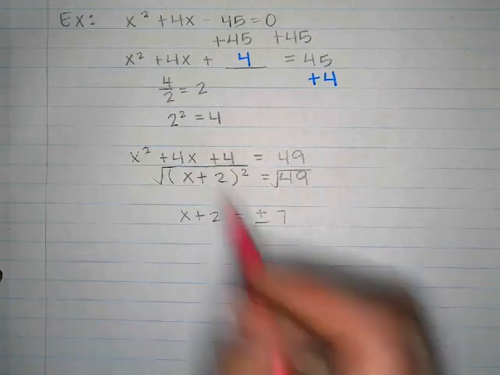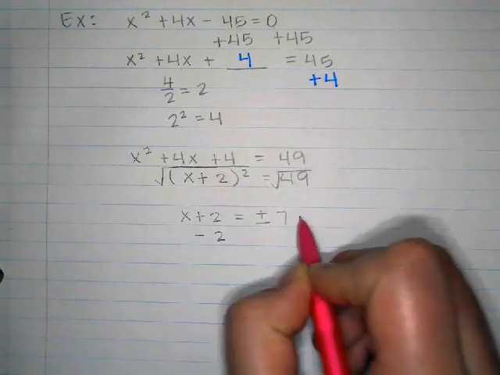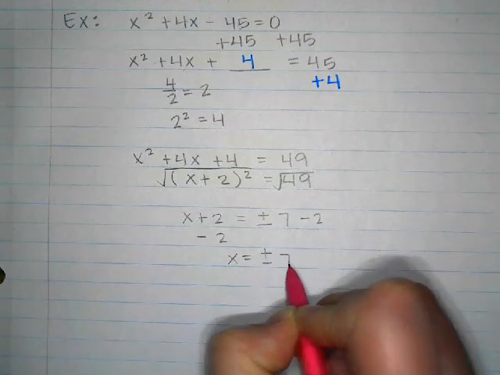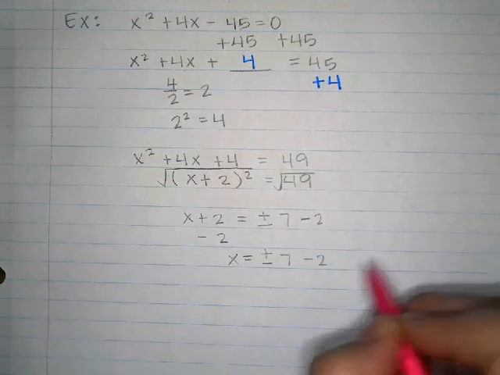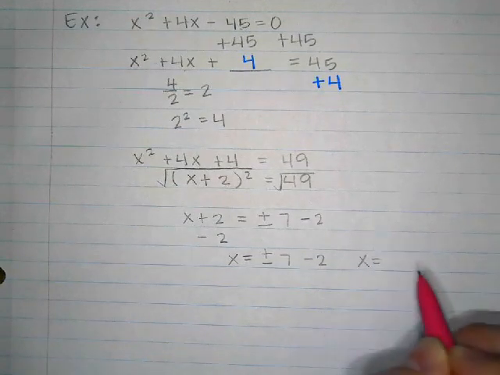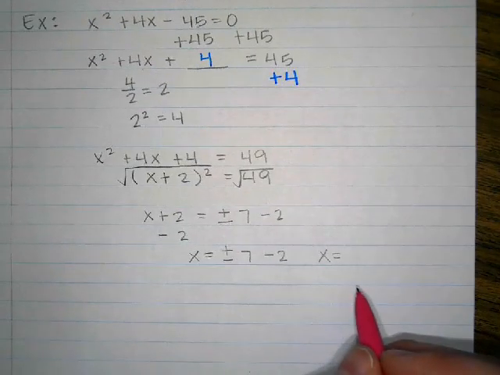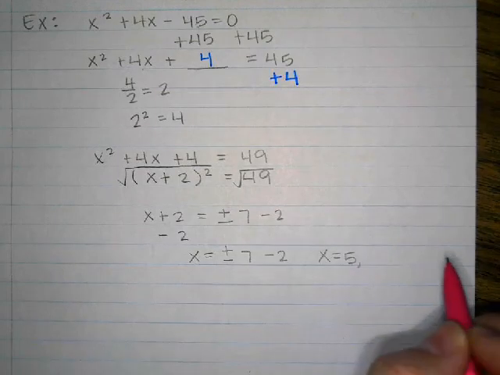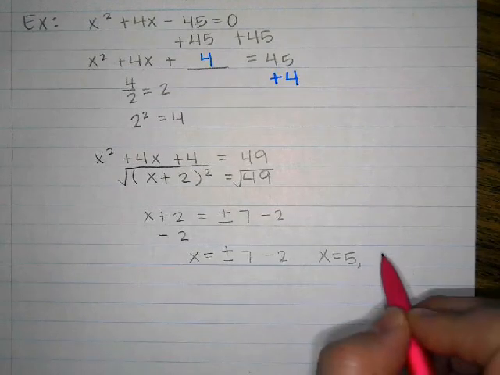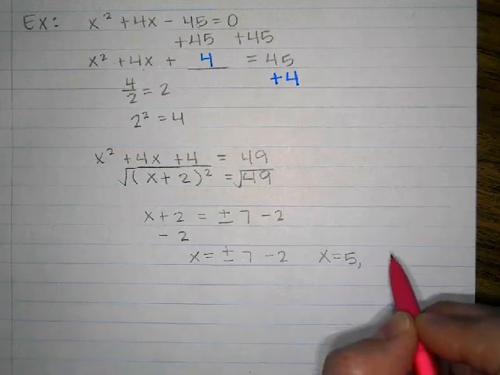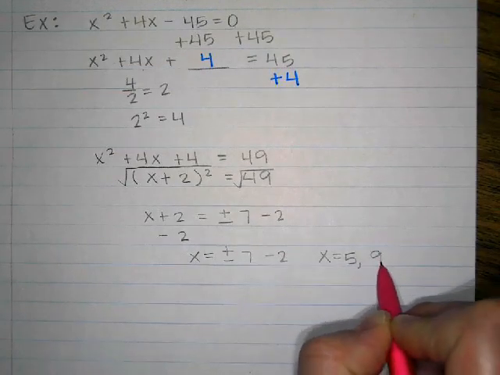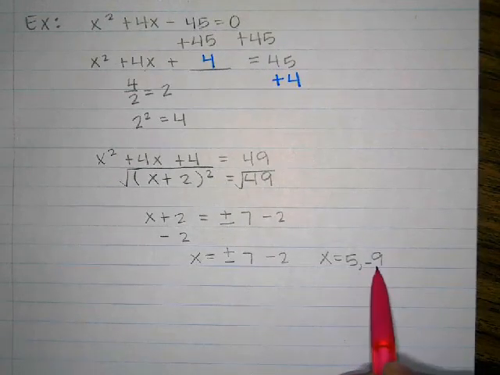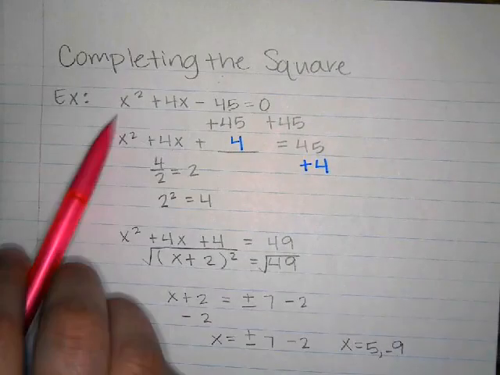Subtract the 2. So I'm going to subtract 2 on both sides. So my solutions for x are +7 and -7. Subtract 2. So if I write my 2 answers down, +7 minus 2 is 5. -7 minus 2, you're close, -7 minus 2 is -9. Perfect. And if these answers are nice like this, what does that tell me about the original problem?